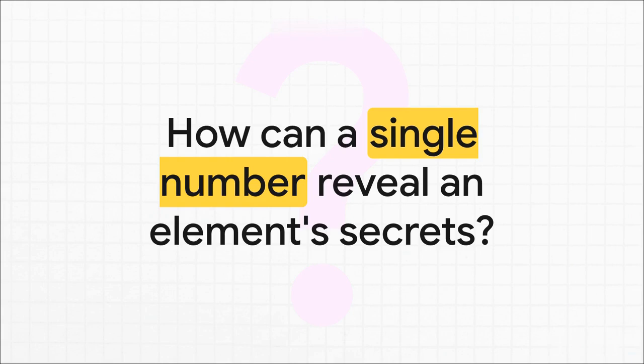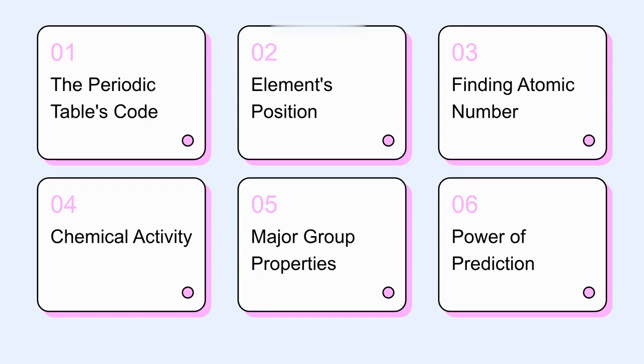Well, let's find out. So here's our game plan. We'll start by looking at the code itself. Then, we'll learn how to place any element on the table and, just as important, how to figure out its identity just from its address. After that, we get to the really cool part, the secret behind chemical activity. We'll see it in action with some major element families and wrap it all up by understanding the incredible predictive power you get from this thing.